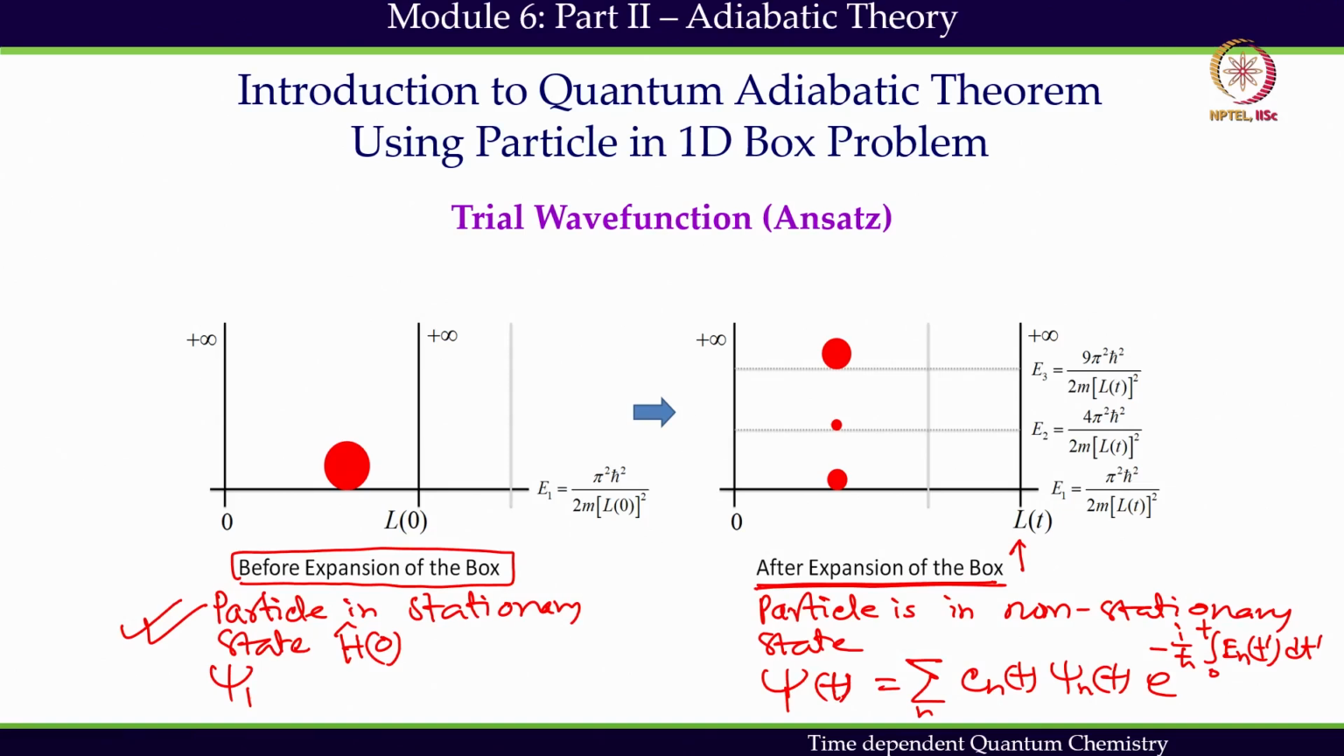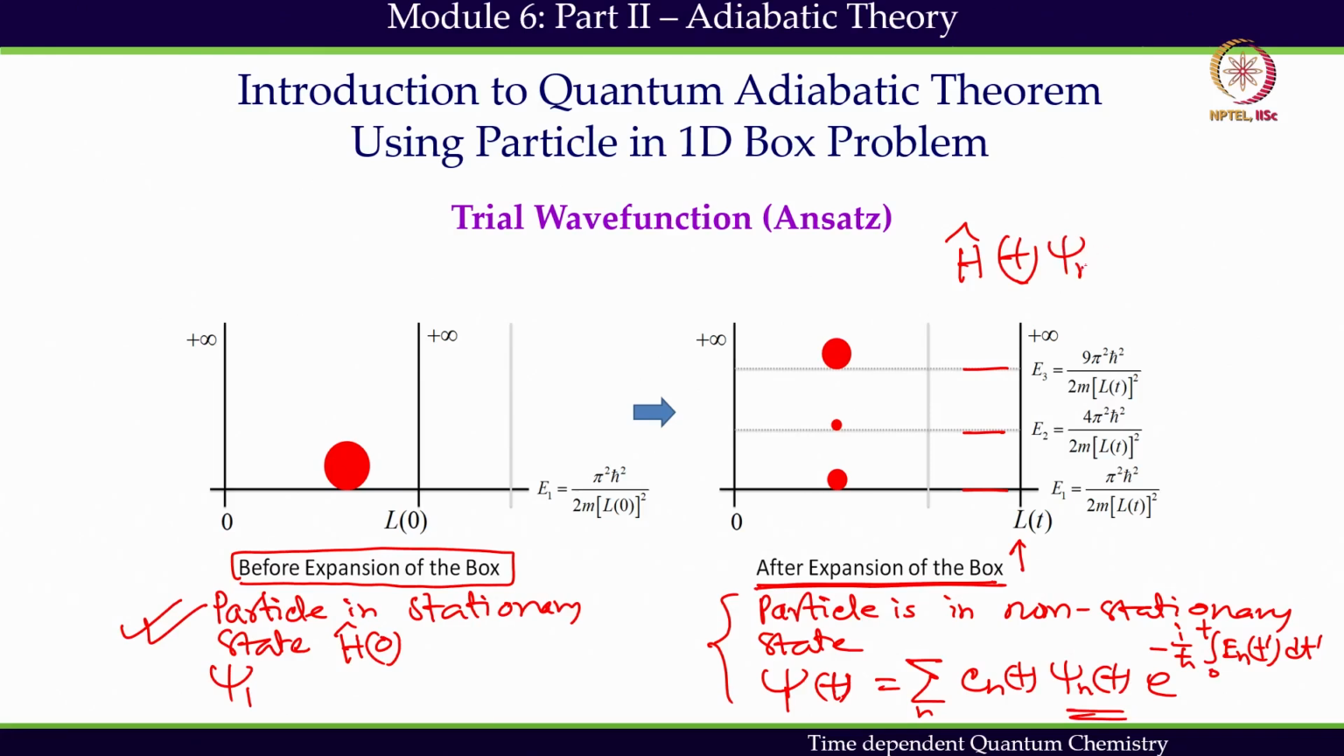But after the expansion, because the Hamiltonian has evolved over time, it's a dynamical event, and the particle has to be in a non-stationary state. The particle cannot be in a stationary state immediately after the change is turned off. That non-stationary state will be defined with the help of the stationary states at that time, and those stationary states will be defined by H(t). Those stationary states I have to collect and then plug in here.